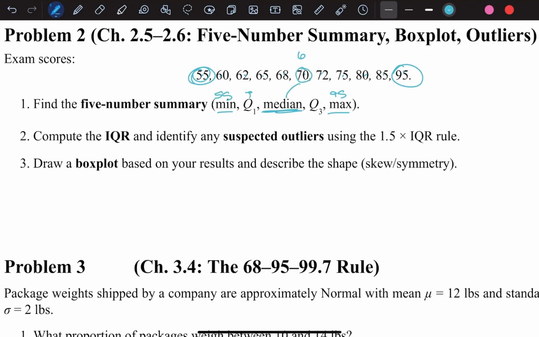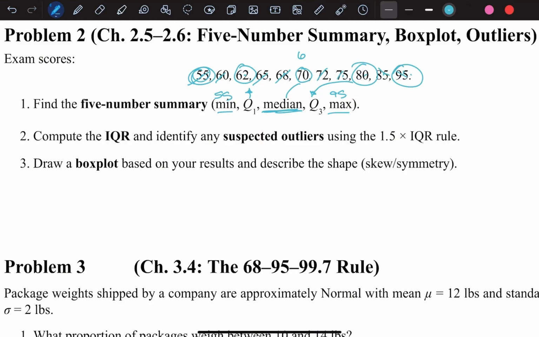For our Q1, since there's an odd number of values, you will not include the median. So you go high, low, low, high, and you have one left, which will be our Q1. Do the same thing on the other side to find our Q3. So our min is 55, our Q1 is 62, our median 70, our Q3 is 80, and our max is 95.